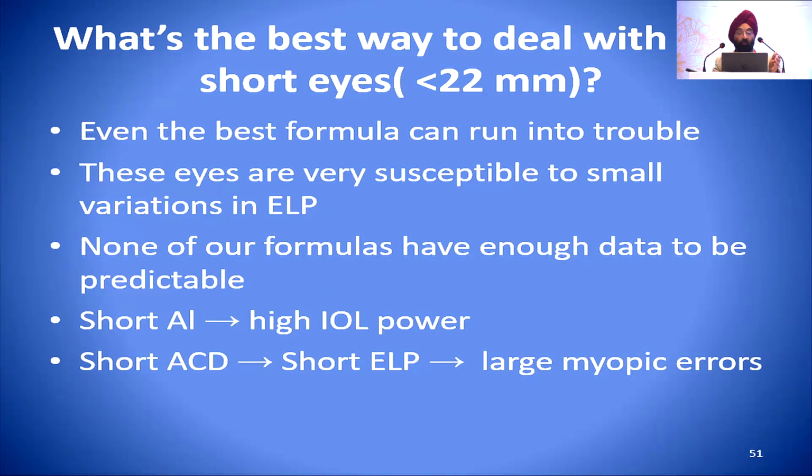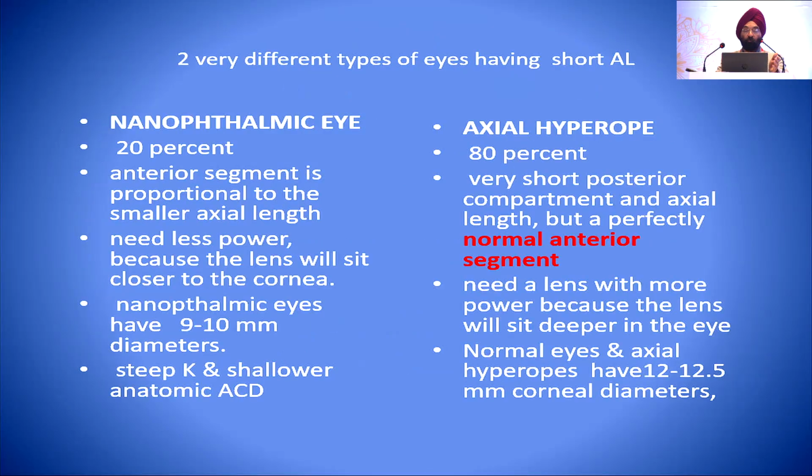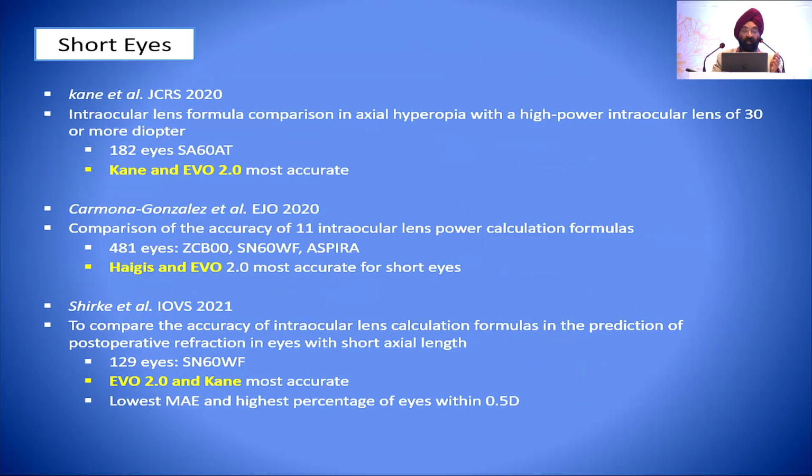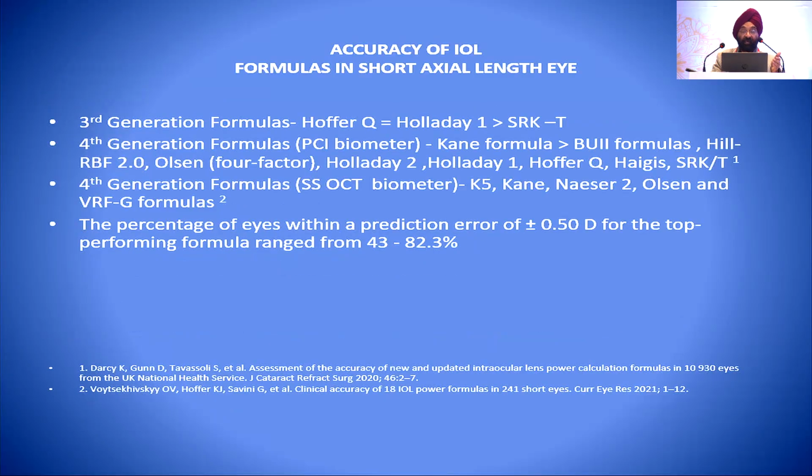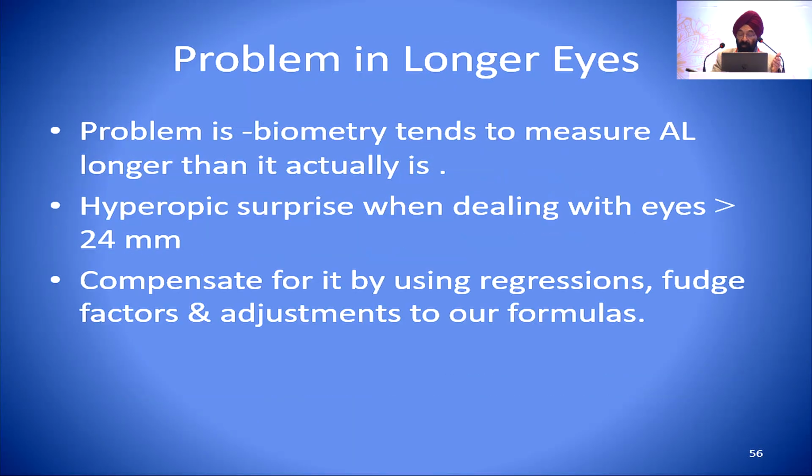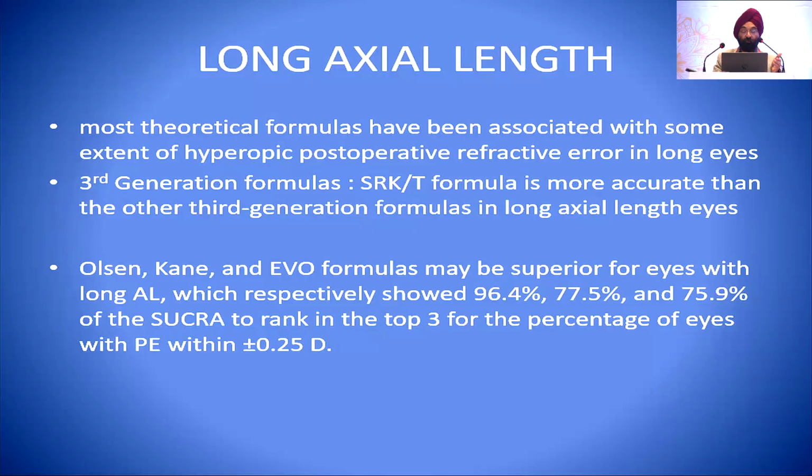What is the best way to deal with short eyes? Previously, we always thought that Hoffer Q formula is the best formula. But now the newer literature says the Kane formula, the EVO formula, the Barrett Universal 2 are good formulas to be used in short eyes. The problem in longer eyes is that we get hyperopic surprise when dealing with eyes more than 24 millimeter.